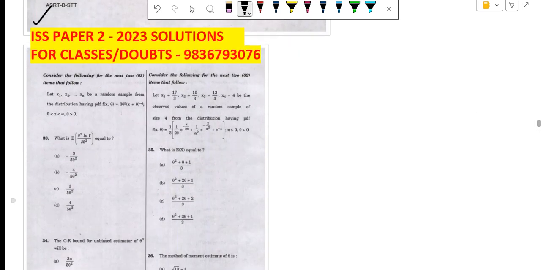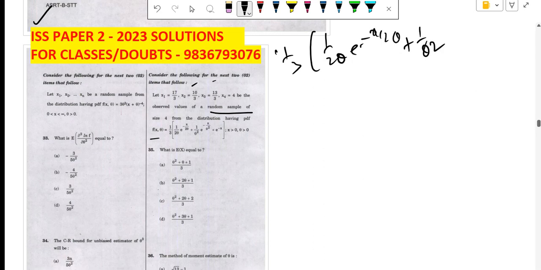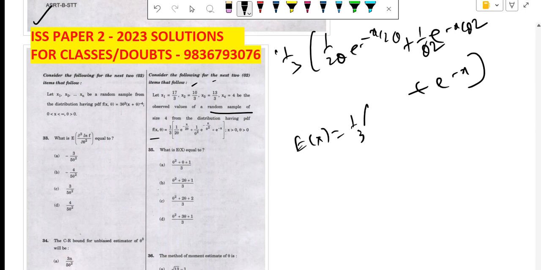35 is the question. They have given x1, x2, x3, x4, a random variable for f of x theta. What is the value of E of x theta? So f of x theta is 1 by 3, 1 by 2 theta e to the power minus. X greater than 0, so E of x is 1/3. These are the 3 values. So option number B is correct in the first case.